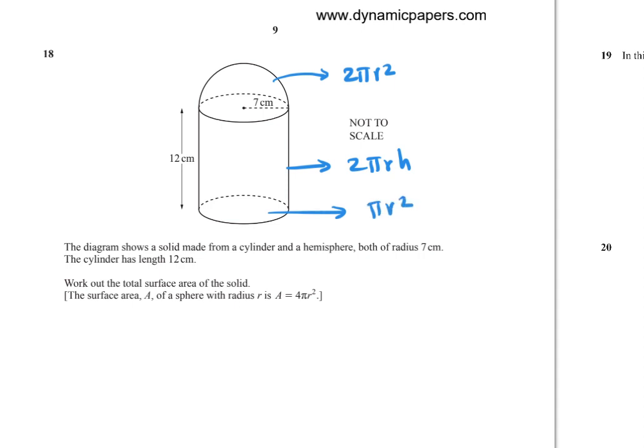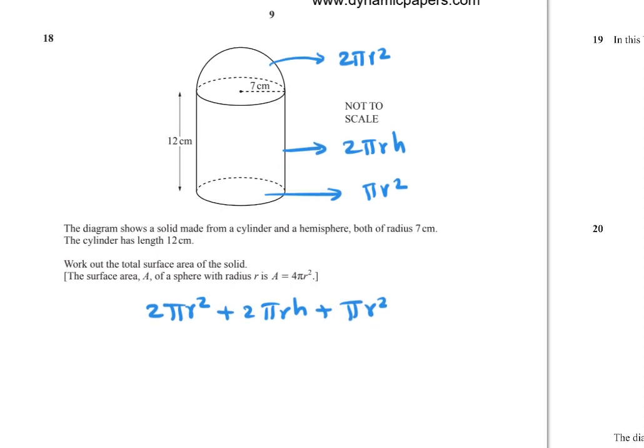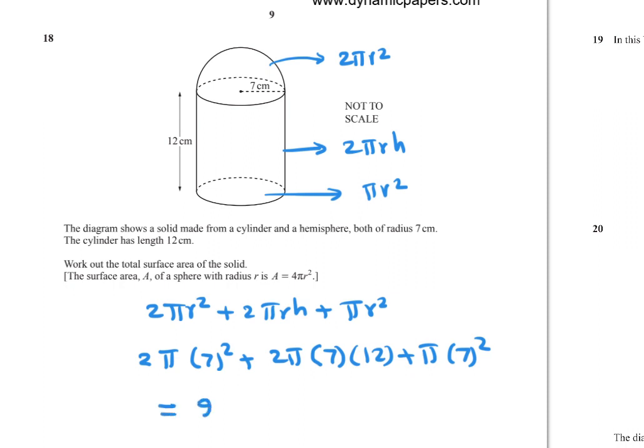So 2 pi r squared plus 2 pi r h plus pi r squared. So now we have r equal 7 and h equal 12 cm. So 2 pi times 7 squared plus 2 pi times 7 times 12 plus pi times 7 squared equals 990 centimeters squared to 3 significant figures.